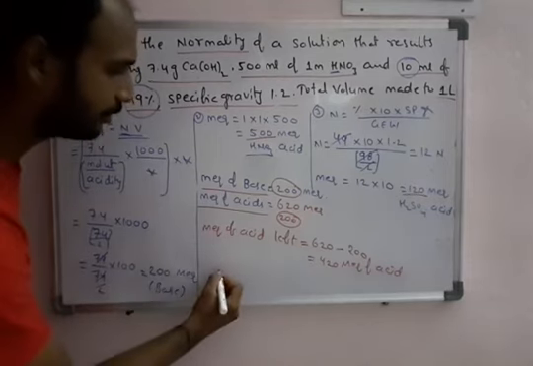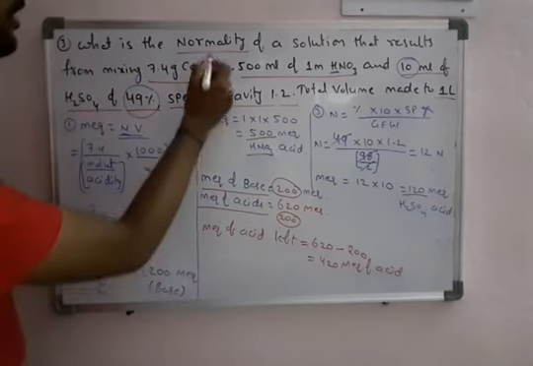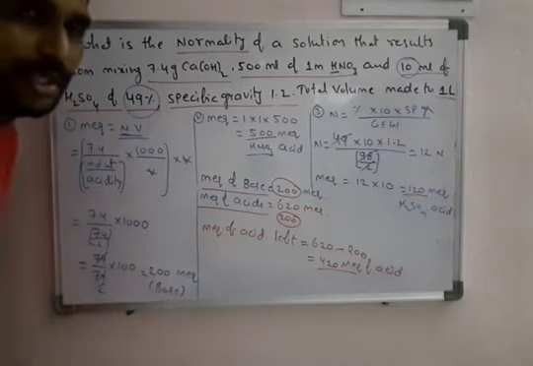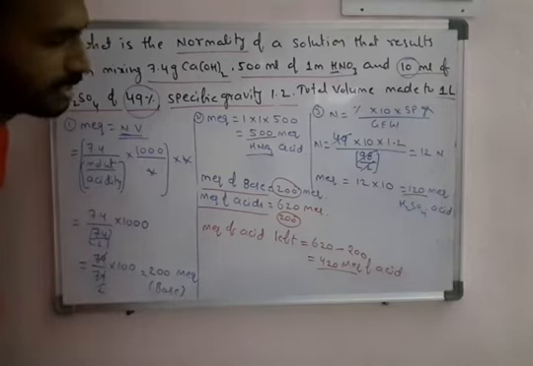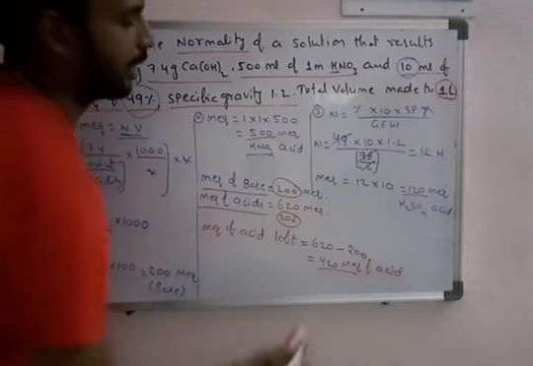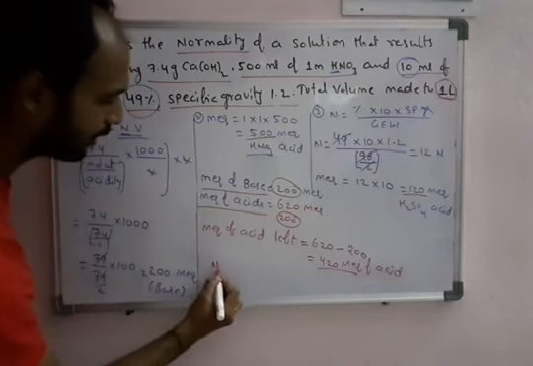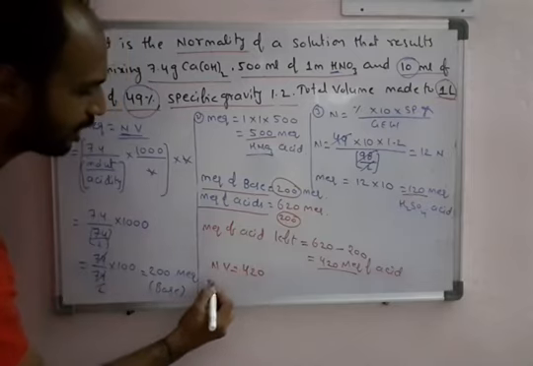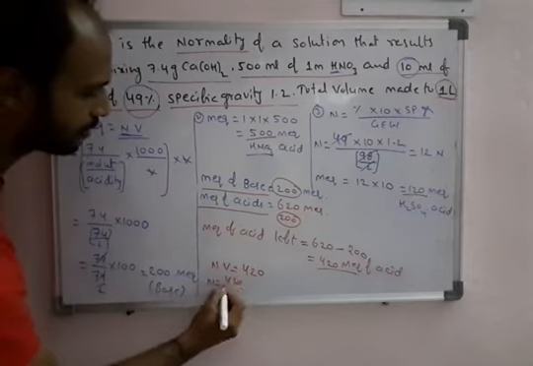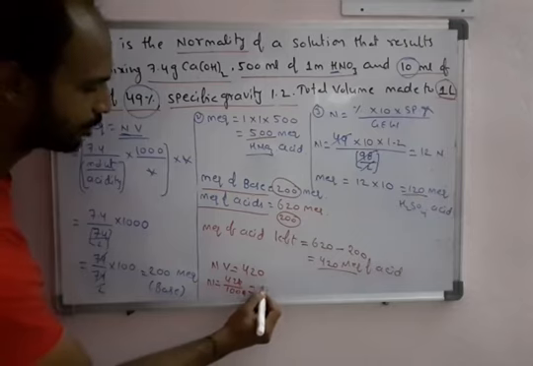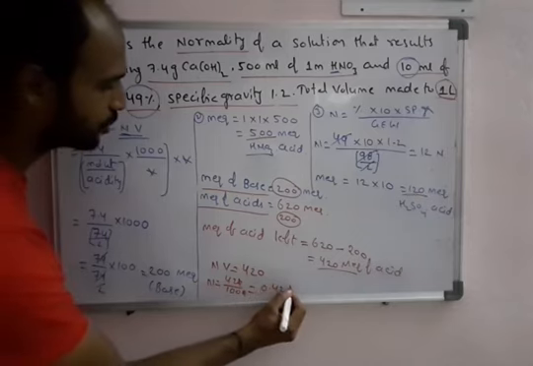Now what is the normality? So we got milli equivalents. Again we need to convert it into normality. So what is the total volume of the solution? Total volume is made to 1 liter. So here the milli equivalents and volume are given, 420. We need to find normality. That is 420 by, what is the volume? 1000. Okay. So approximately we get 0.42 normality.